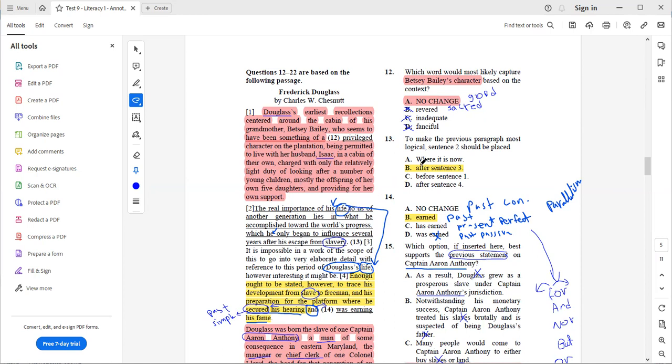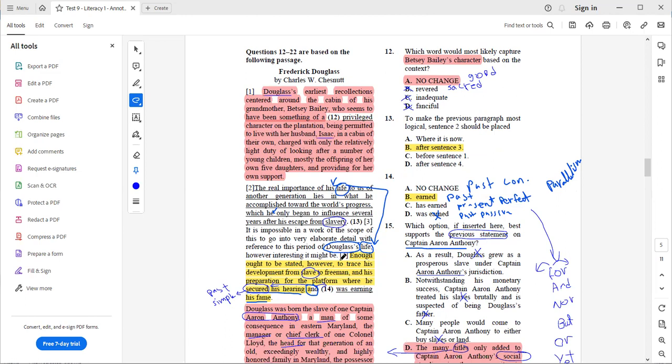Okay, so let's look after sentence 3. May I read sentence 3? It is impossible in a work of the scope of this to go into very elaborate detail with reference to this period of Douglas's life, however interesting it might be. Okay, here he mentioned Douglas's life, as you can find. And now we know that he's talking about Douglas. So maybe it will come here. Is that right? Yes.